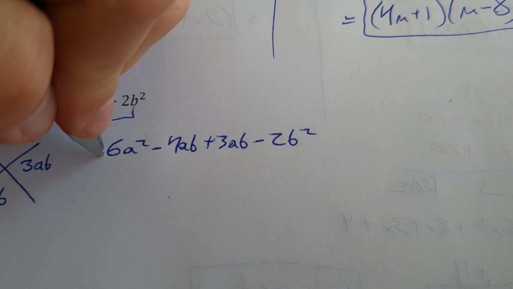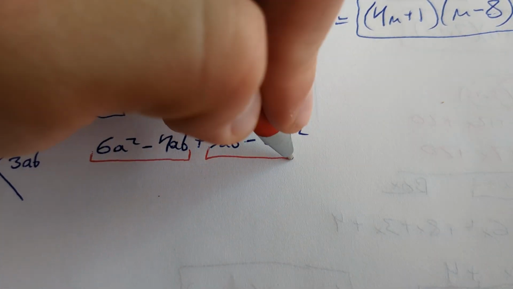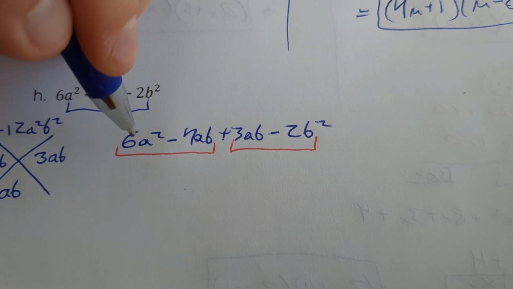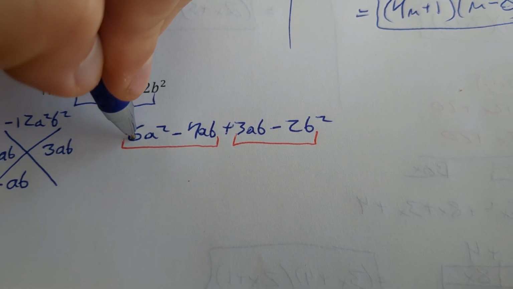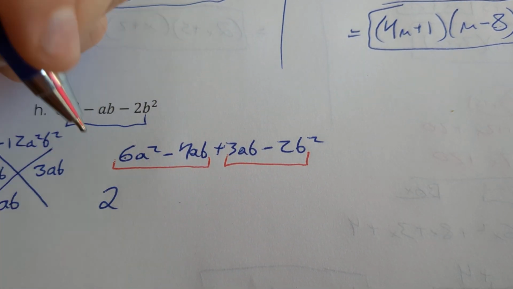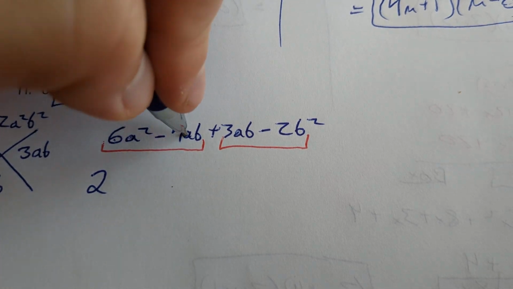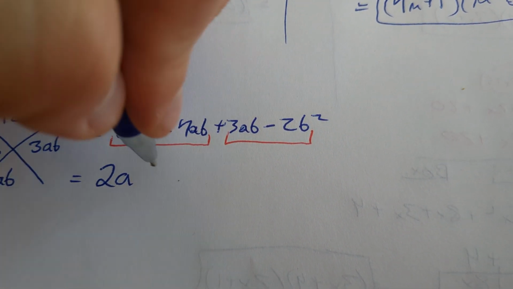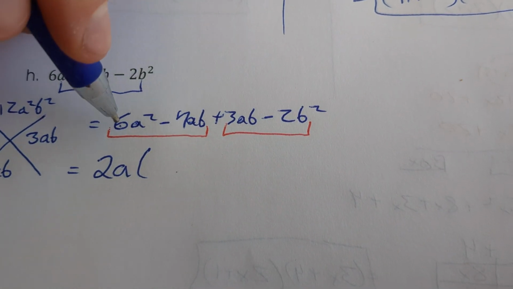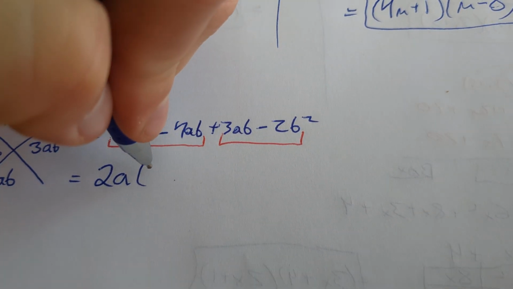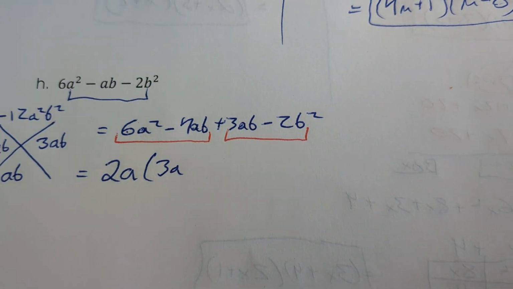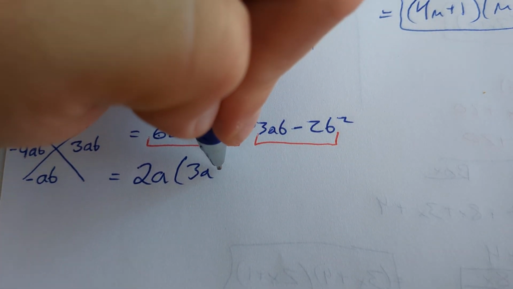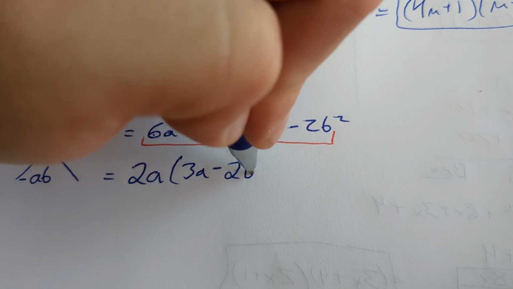And we factor by grouping. So we're going to group these two, separately group these two, and pull out our common factor. So biggest number that goes into 6 and 4 is just 2. And then they both have an a in common as well. So we're going to pull out a 2a. Okay, and then write down what we're left with. So 6a squared divided by 2a would be 3a. Negative 4ab divided by 2a would be negative 2b.